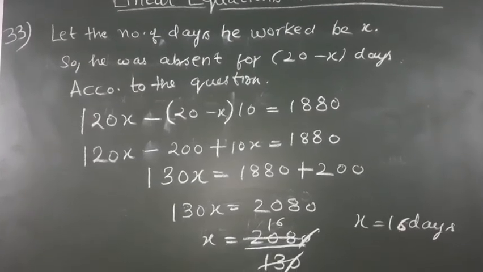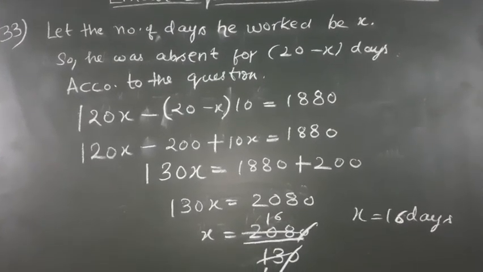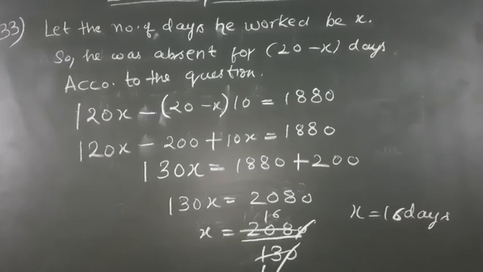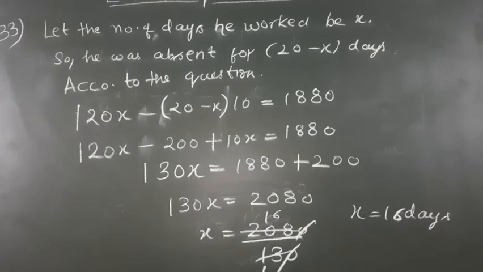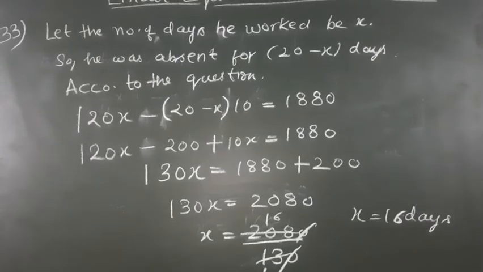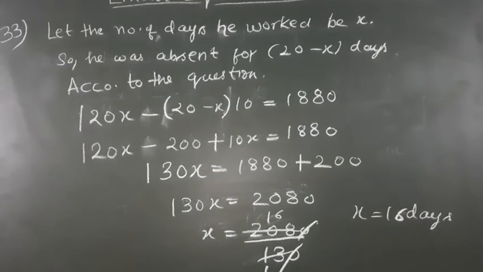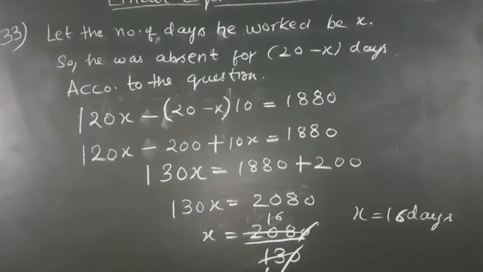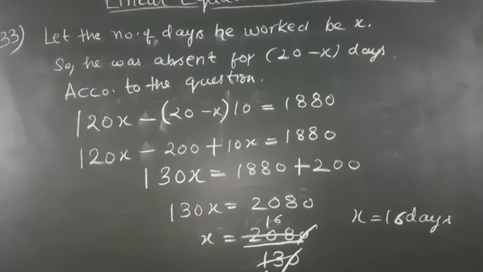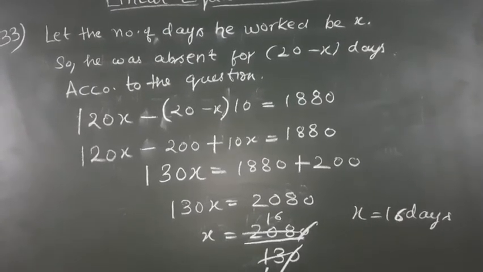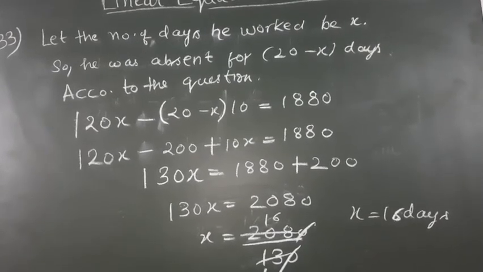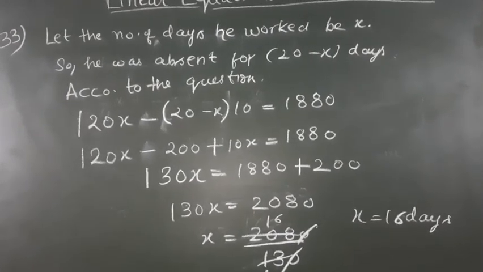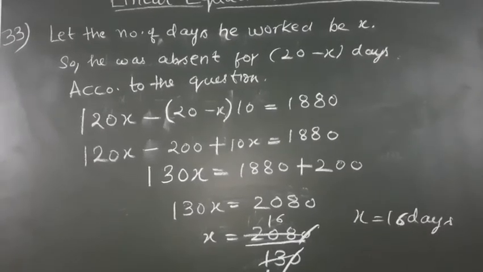Now according to the question, 120x minus within bracket 20 minus x multiplied by 10. Now 120 is multiplied by x because x is the working days, and 10 is multiplied by 20 minus x because this is the fine, and that is why it is subtracted from the total amount. 120x minus (20 minus x) multiplied by 10 is equal to 1880. That is the amount which he has received.